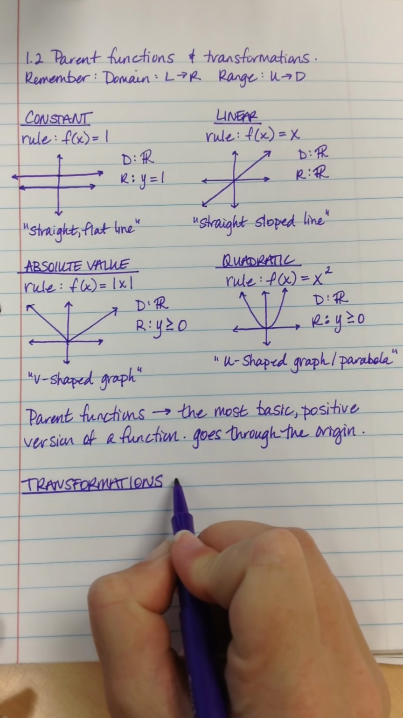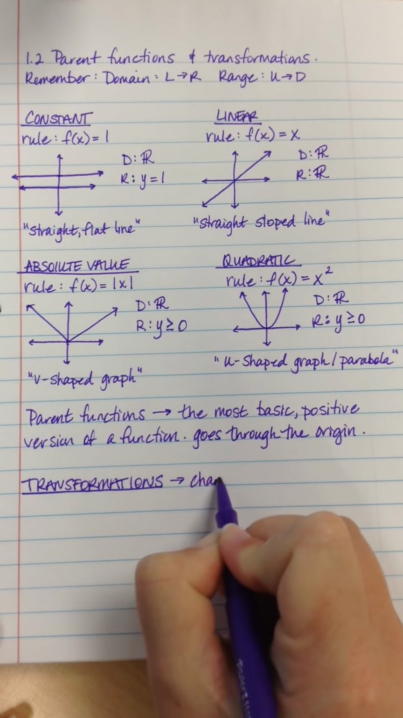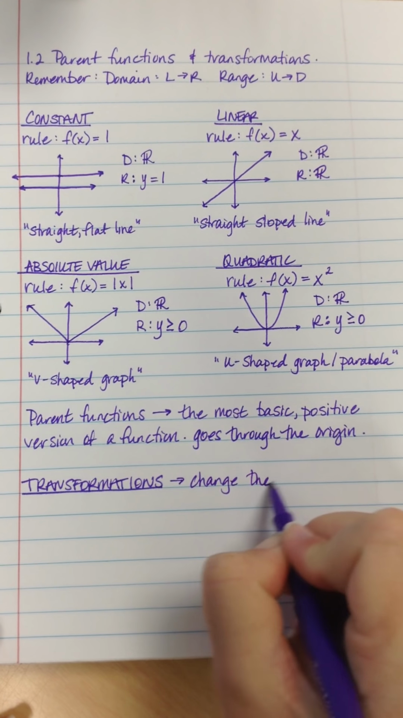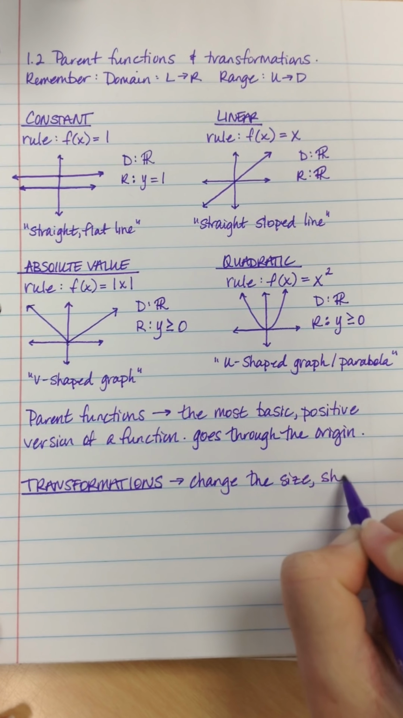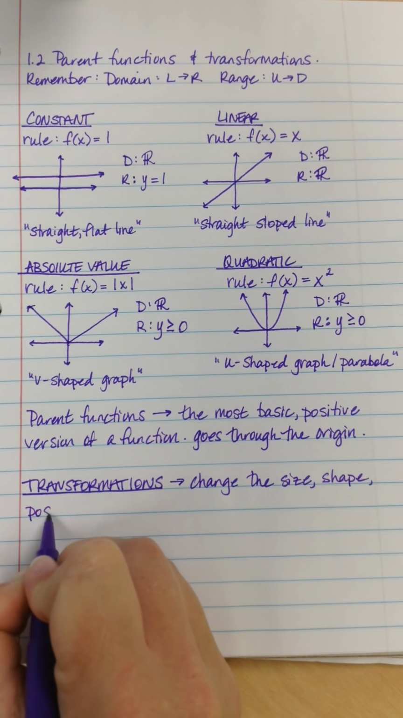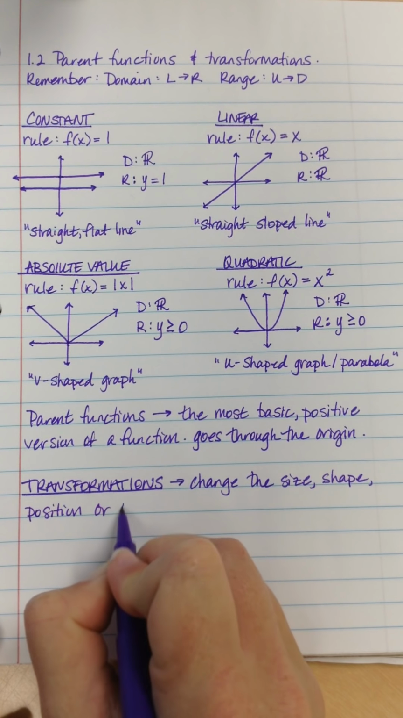So transformations in terms of graphs, it just changes the size. It can change the size, it can change the shape, the position, or orientation.